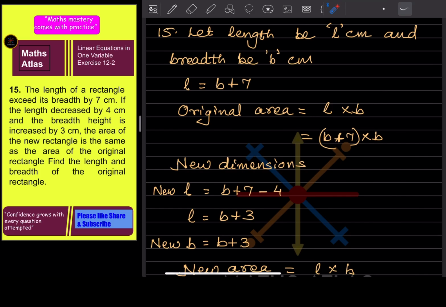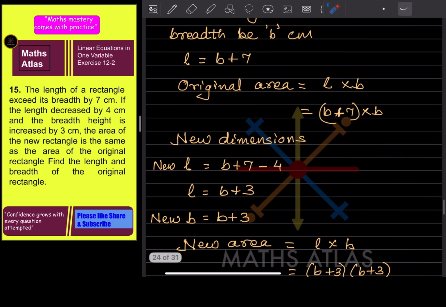Now in the next sentence it says the length is decreased by 4 centimeter, the breadth is increased by 3. So length was B plus 7. So these are the new dimensions. B plus 7 was already there and this length is decreasing by minus 4. So what will we get here? Length will be B plus 7 minus 4, which is B plus 3. And the breadth is increasing by 3. So the breadth was already B over here, so that is B plus 3.